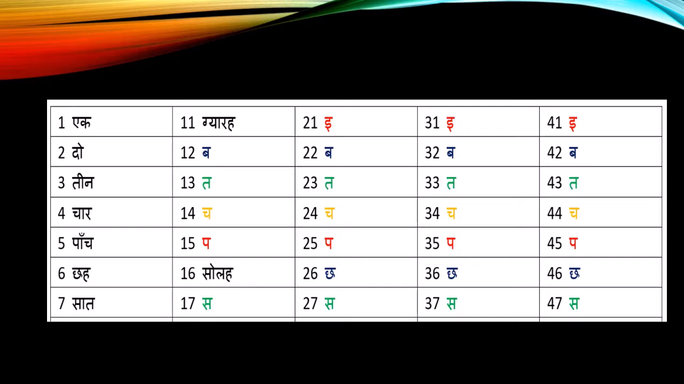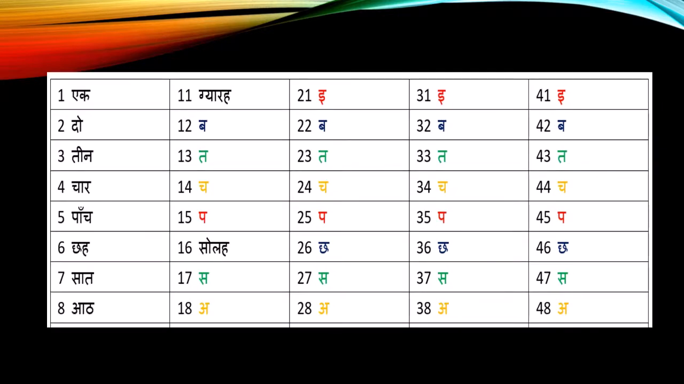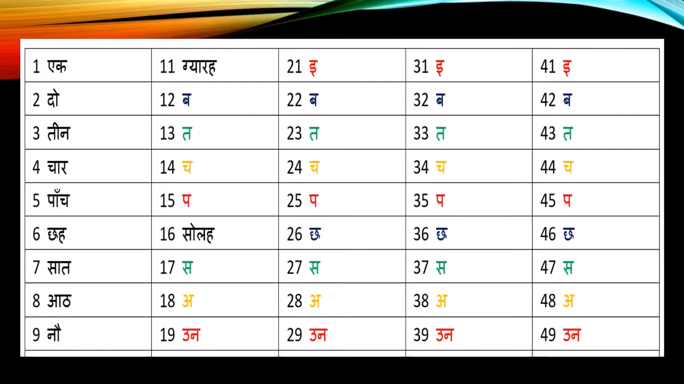Let us move on to row 7. Row 7 has 7, 17, 27, 37 and 47. 7 is saat. If you remember Sa, 17, 27, 37 and 47 all start with Sa. In row 8, we have 8, 18, 28, 38 and 48. 8 is aath. So if you remember a, then 18, 28, 38 and 48 all start with a. Row 9 has 9, 19, 29, 39 and 49. 9 is nau. So if you remember un, then 19, 29, 39 and 49 all start with un.